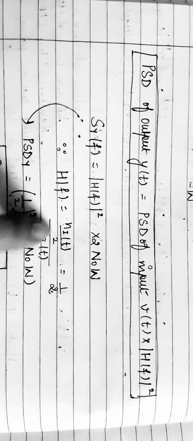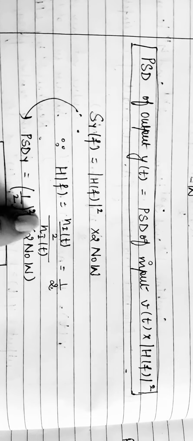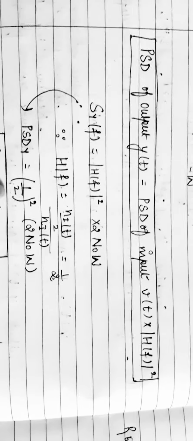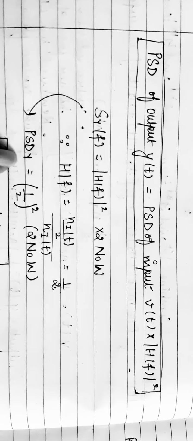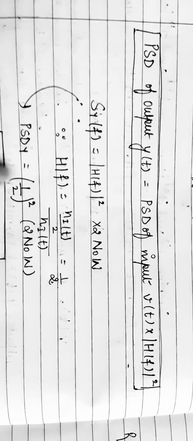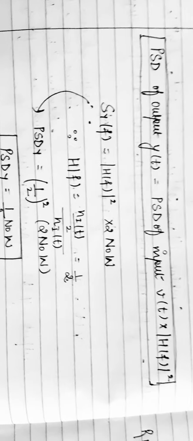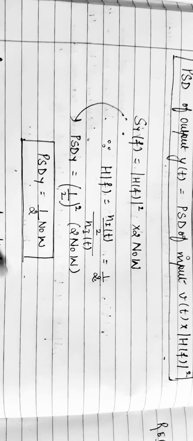Now since we know that H(f) equals the in-phase component upon 2 of n_I(t), that is equal to half, we can put the value of |H(f)|² as half. So we write the power spectral density at Y will be equal to (1/2)² into 2 N naught W. So at the output, the power spectral density is equal to half of N naught W.